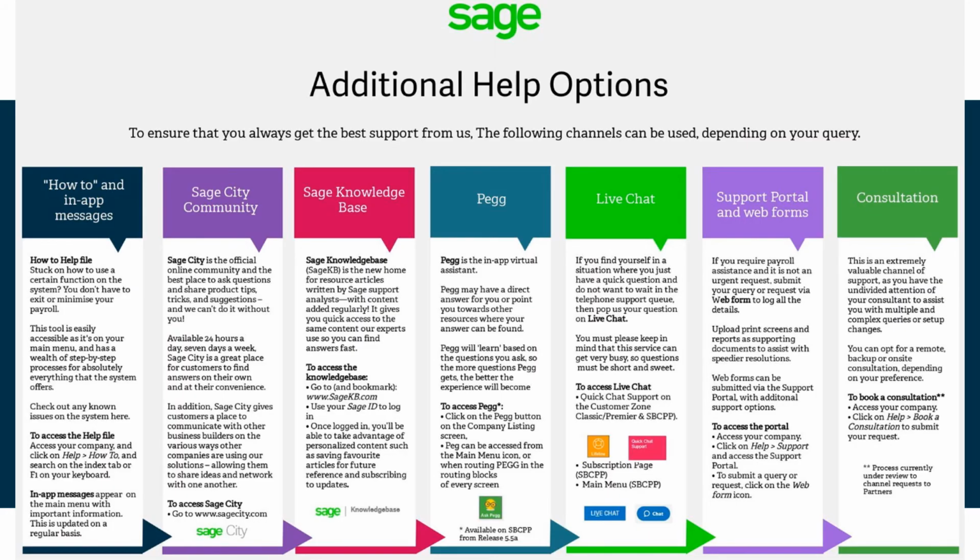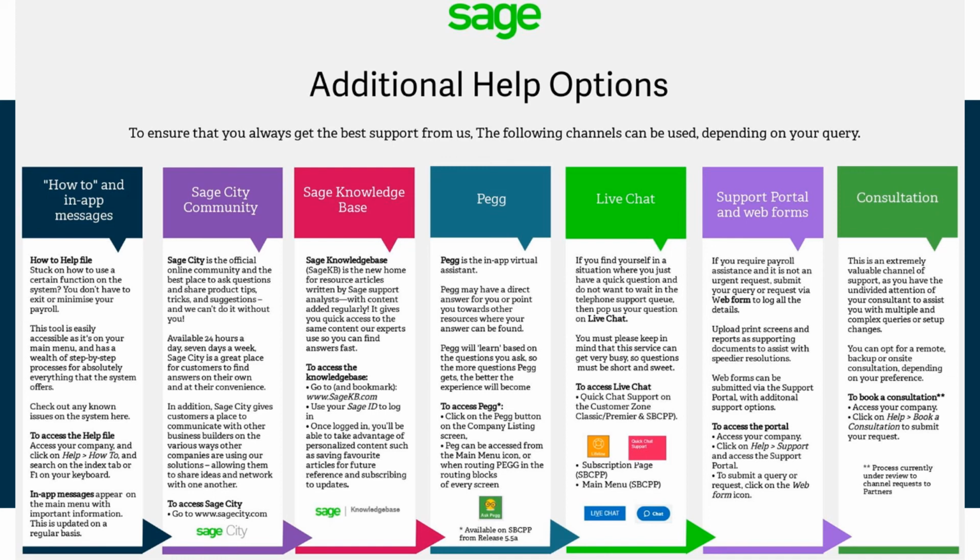There are also common validation areas available to assist you with your validation for tax year-end. We also have additional help options to ensure that you always get the best support from us. The following channels can be used depending on your query. How To and in-app messages. This tool is easily accessible as it's on your main menu and has a wealth of step-by-step processes for absolutely everything that the system offers.